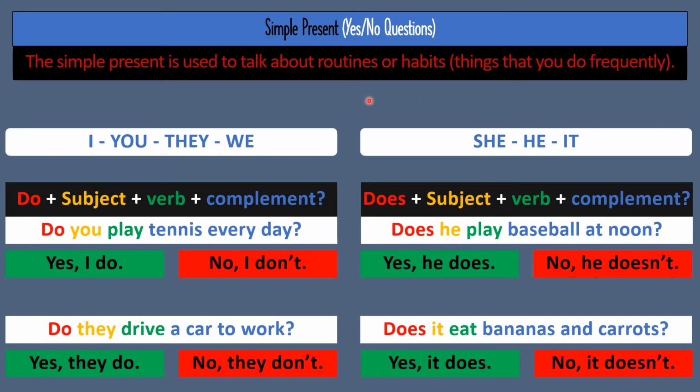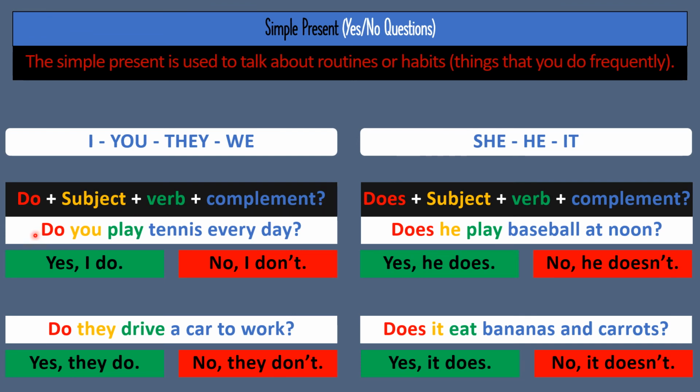For yes/no questions, we have this formula. We have do or does. This is the auxiliary. For I, you, they, and we use do at the beginning of the question. And for she, he, and it, we use does. So let's see the formula. We have do or does plus the subject plus a verb in the base form plus a complement plus a question mark because it is a question.